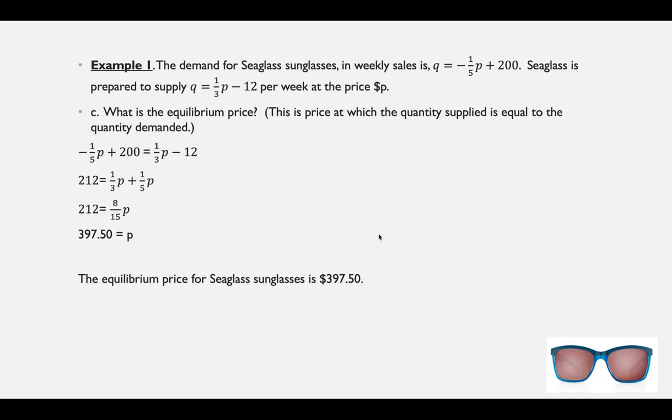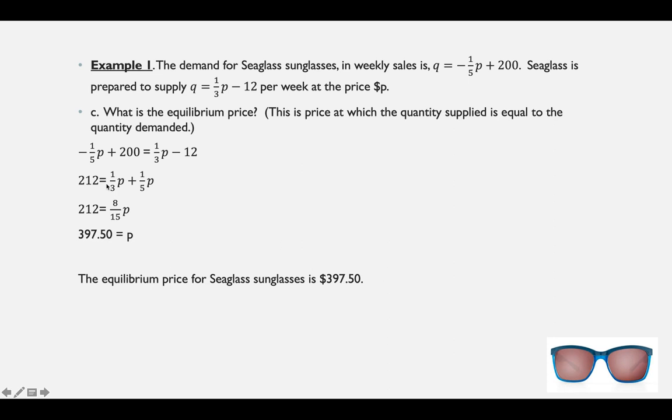So what is the equilibrium price? Okay, equilibrium price is where the two quantities are equal to each other. And so we have negative 1/5 P plus 200, and that's going to equal 1/3 P minus 12. And so we're going to solve this. So we add 12 to both sides. We add 1/5 P to both sides, and we get 212 is equal to 1/3 P plus 1/5 P.